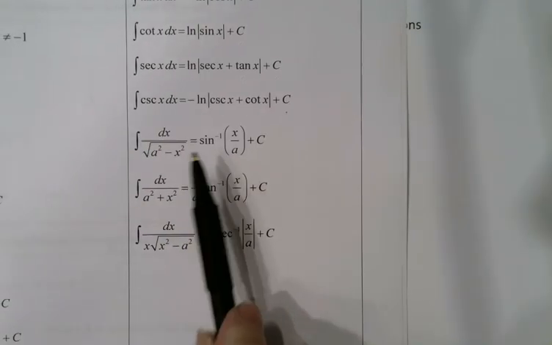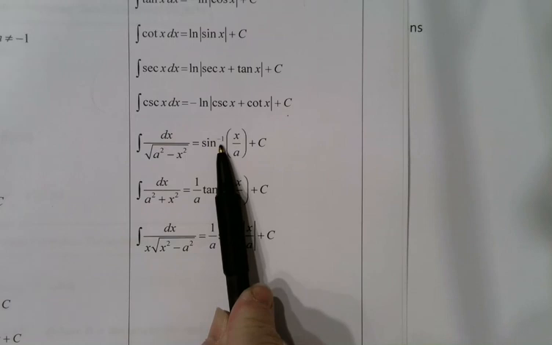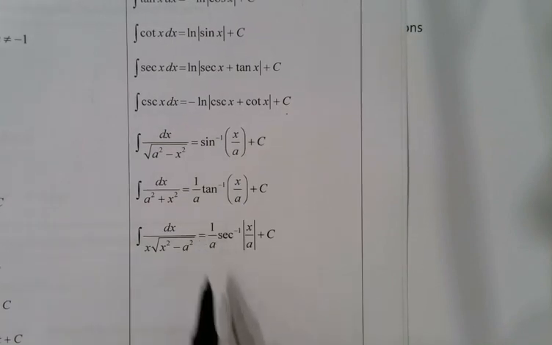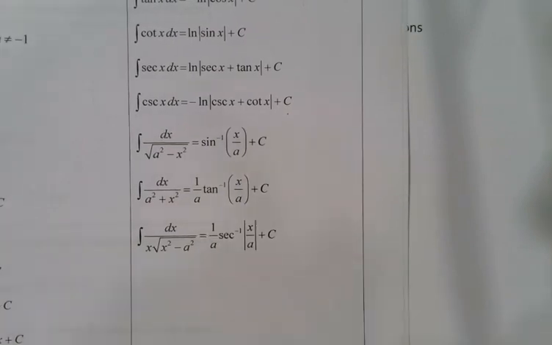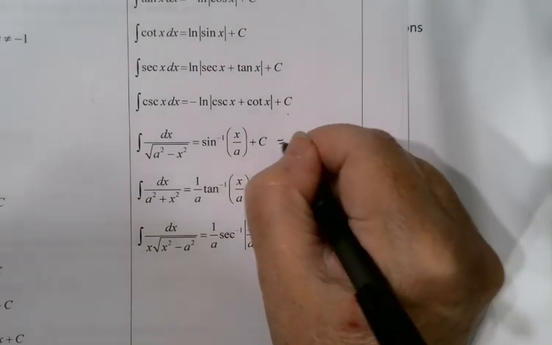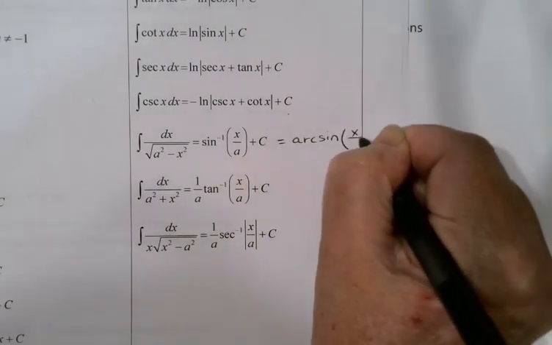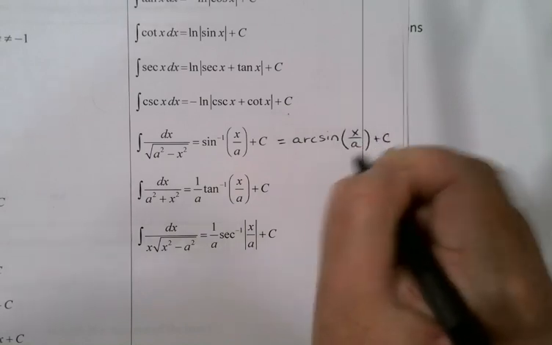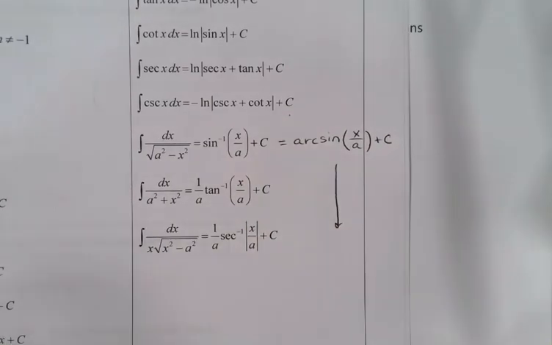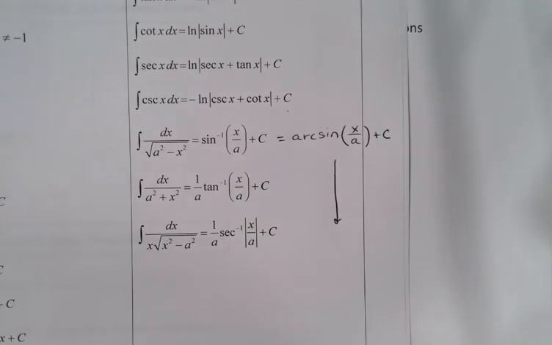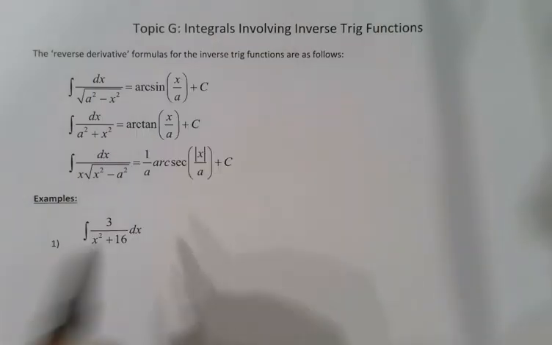on your list here. I did happen to use the inverse instead of the arcsine, arctangent and arcsecant, but of course they mean the same thing, right? This would be the same as saying arcsine, x over a plus c, and so on. Arctangent, arcsecant.